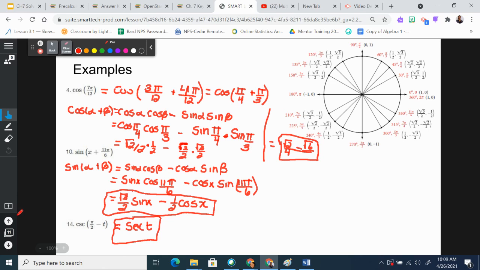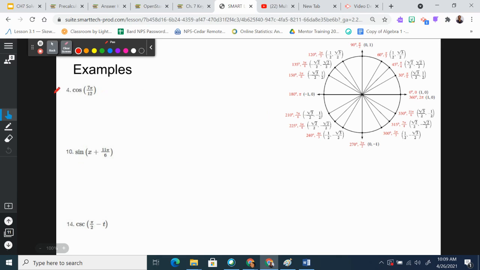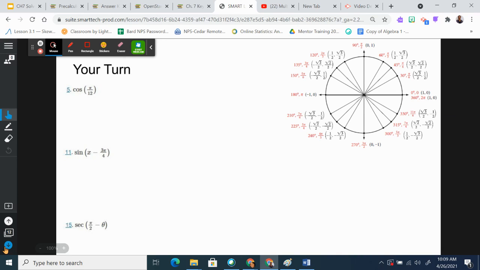So what I want you to do now is I'm going to just clear this. I want you to go on and do some on your own. You're going to do 5, 11, and 15. And just like the other set, you notice that these are underlined in blue. That means if you go to the OpenStax textbook to the answer key, you're going to find the answer. So I want you to try these on your own, check your answers, and then see how well you do.